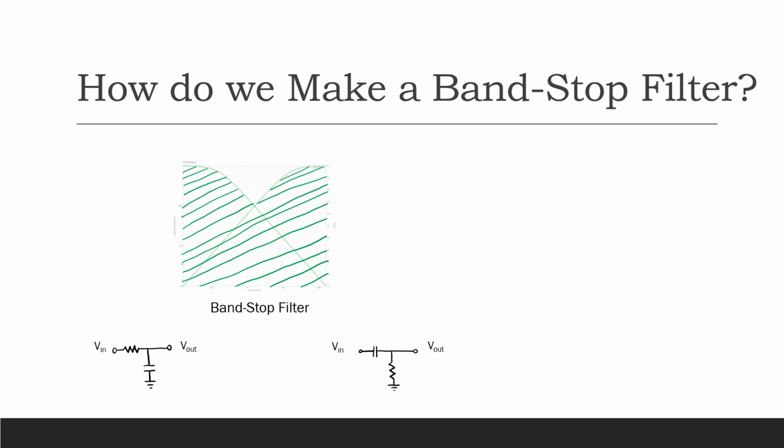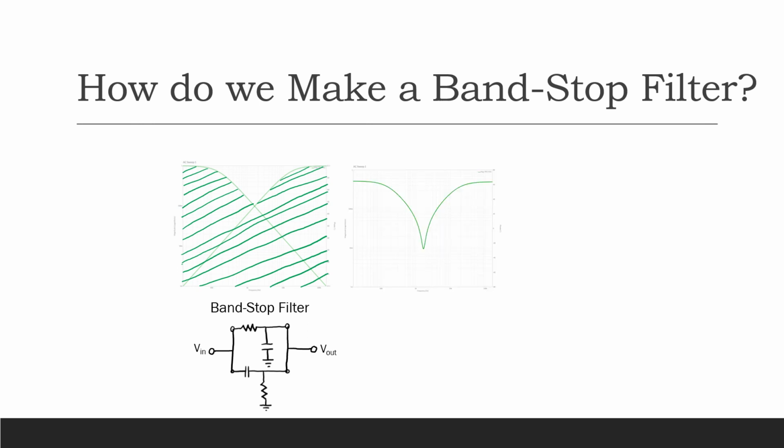Now, we saw before that if we put a low-pass filter and a high-pass filter together in series, it creates a band pass filter. That's not what we want. So instead of combining these two filters in series, we combine them in parallel, like this. This allows the low frequencies to go through the low pass filter and the high frequencies to go through the high pass filter, but the frequencies in the middle don't have anywhere to go, so they get blocked out. When we do that, the frequency response of the band stop filter looks like this.